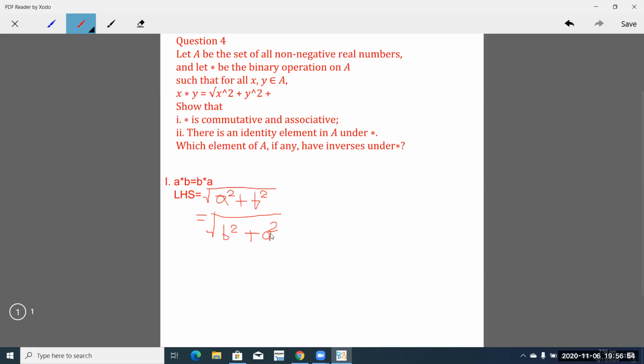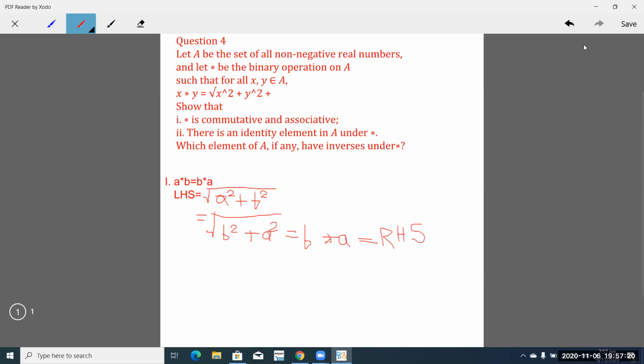So now B squared plus A squared, square rooted, is the same as B star A, isn't it? Yes, sir. But then B star A is equal to A star B, which is equal to the right-hand side, and so star is commutative. All right, star is indeed commutative.